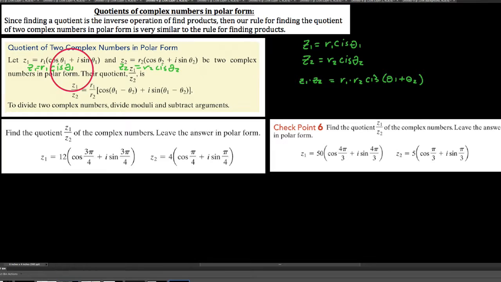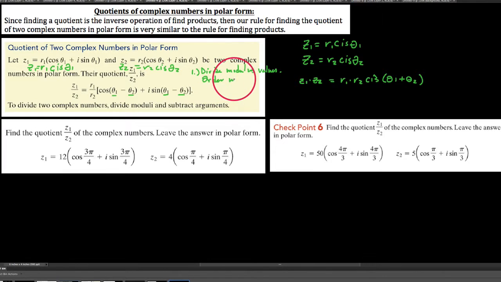If these are two complex numbers in polar form, then their quotient z1 divided by z2 would be r1 divided by r2, and then we would subtract our arguments. And in subtraction, order matters. So one thing we're going to say here is we're going to divide the modulus values. And order matters here.